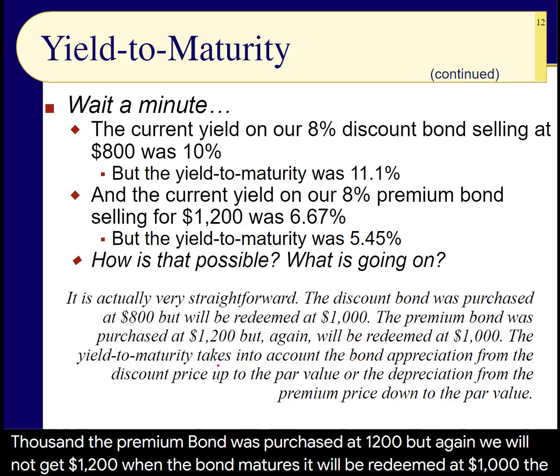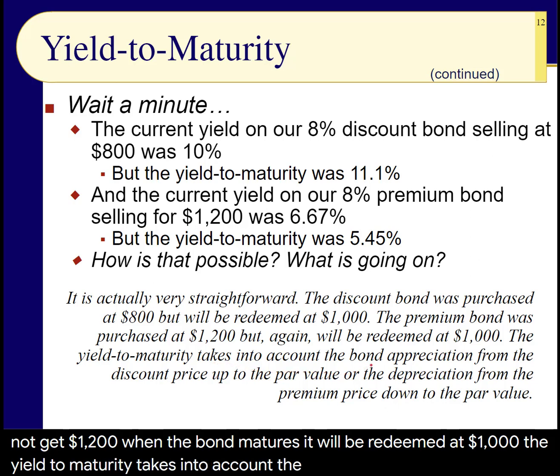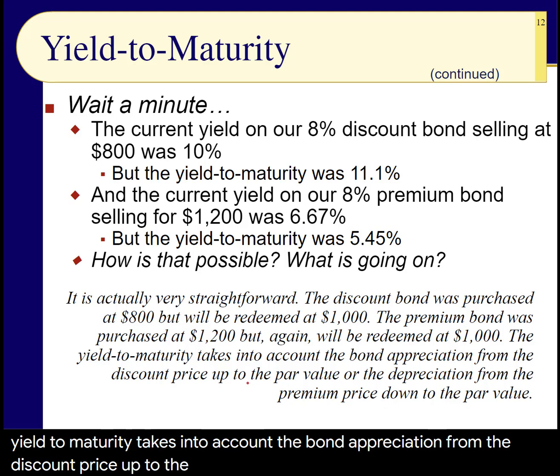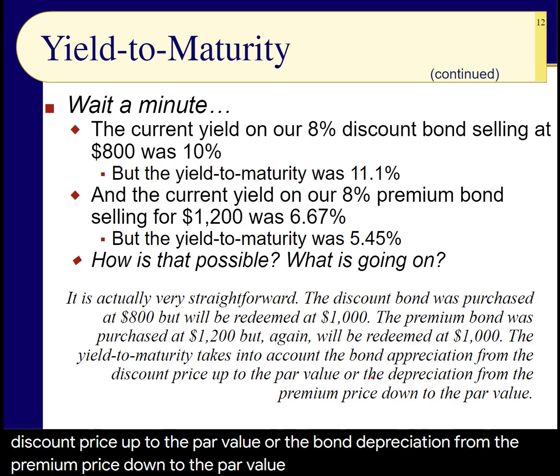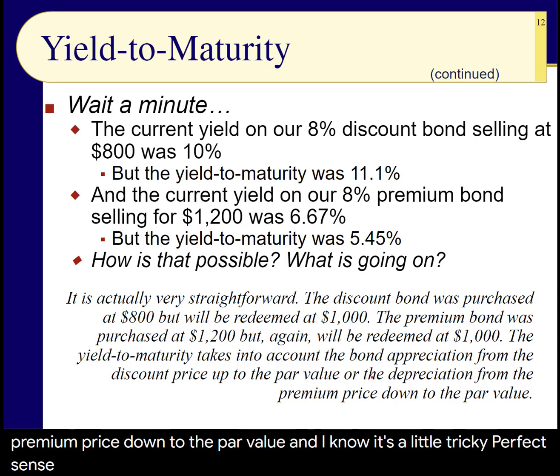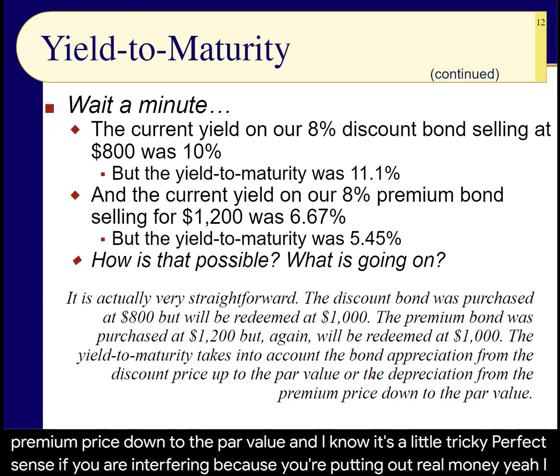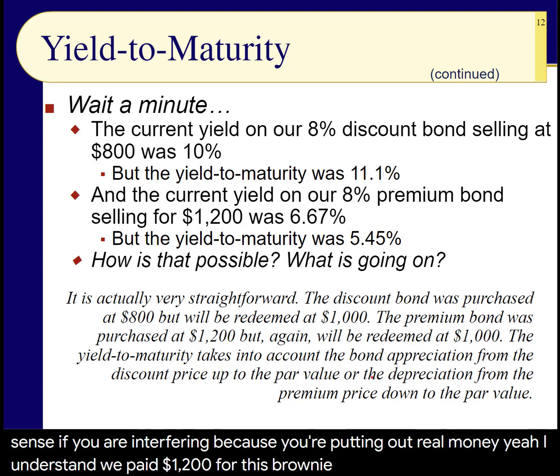The yield to maturity takes into account the bond appreciation from the discount price up to the par value, or the bond depreciation from the premium price down to the par value. And I know it's a little tricky, but just think about it, and it makes perfect sense. If you're putting out real money, yeah, I understand. We paid $1,200 for this, but we're only going to get $1,000 back.